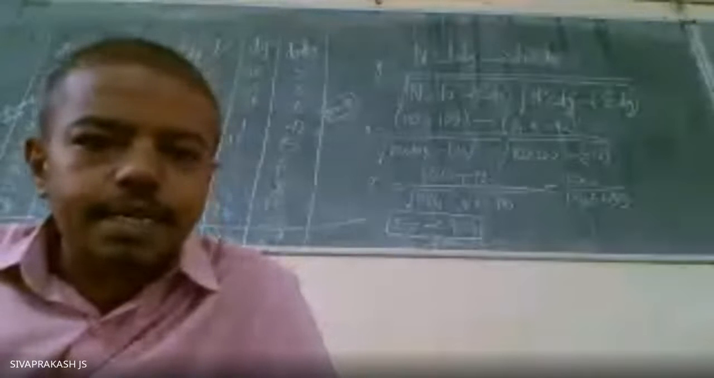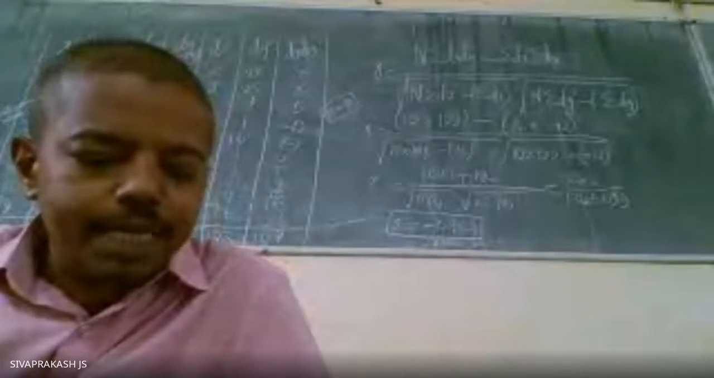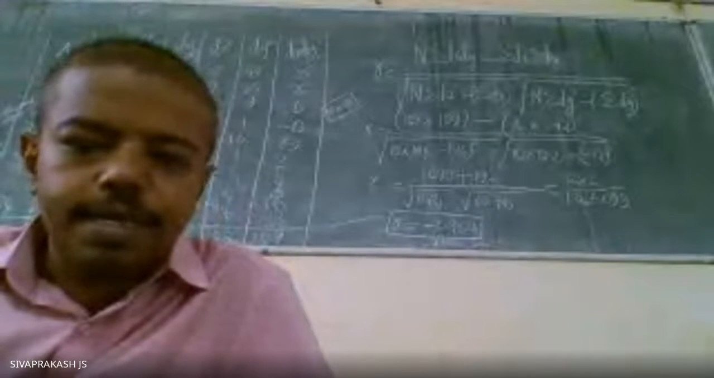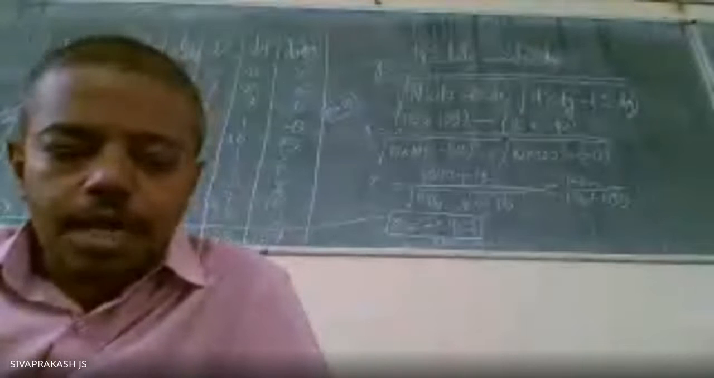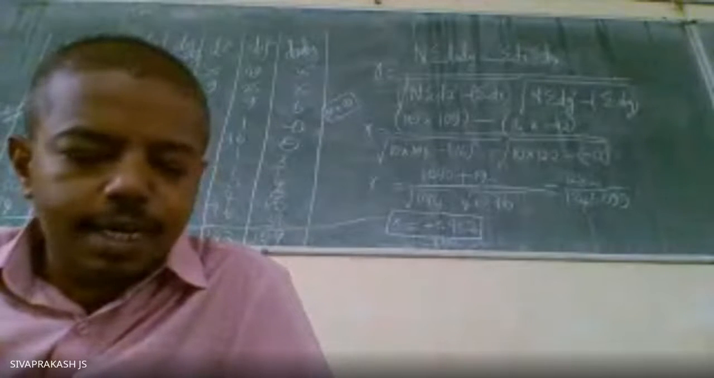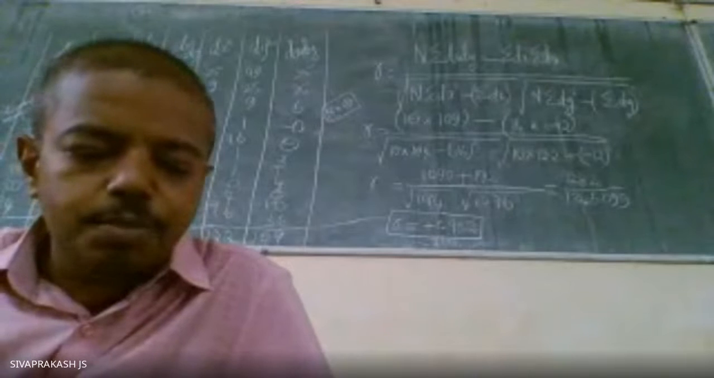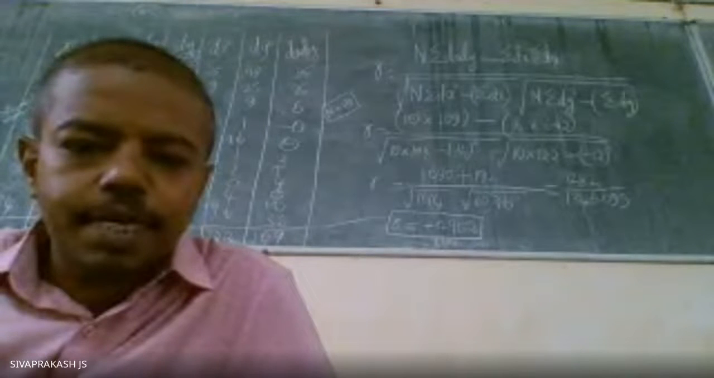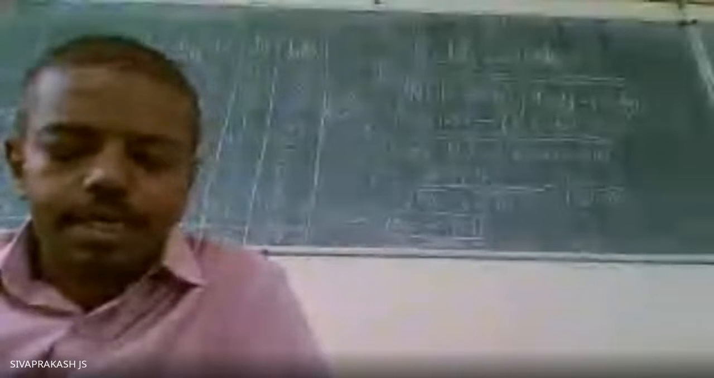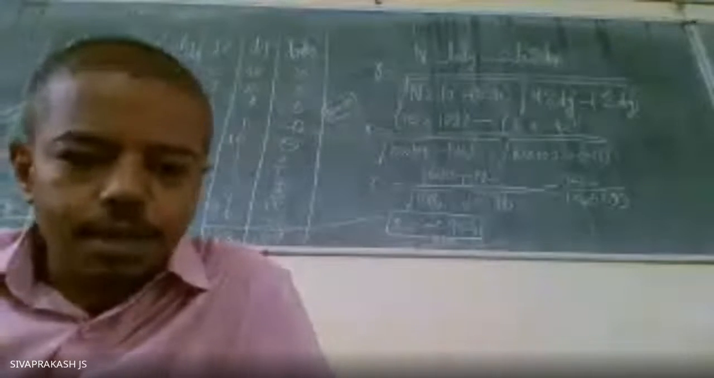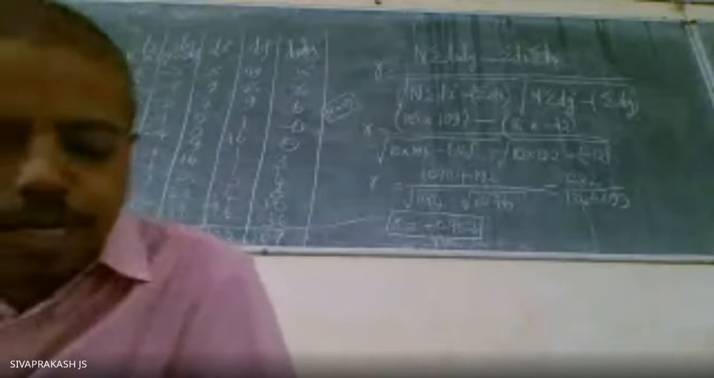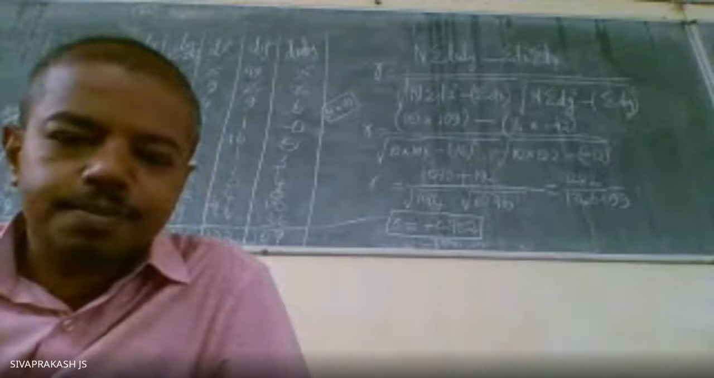Let me repeat again. Take any number as assumed mean from x and y. It need not be the same number, it can be different numbers too. Take any number from x and y and find out dx and dy. dx is nothing but x minus assumed mean, whatever you have taken as assumed mean. dy is y minus assumed mean. Then you find out dx square, dy square, and dx multiplied with dy. Finally, you take out the total for all of these.